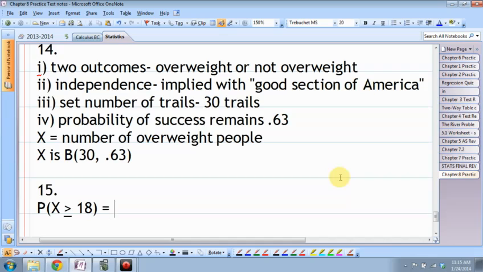Great. And I don't think this is too many for us to list out. We'll just think about which outcomes are in this set: 18, 19, 20, all the way to 30, right? So the complement of that set would be everything that is not 18, 19, 20, which is 0 through 17. So 1 minus the probability that X is less than or equal to 17, which is just calculator work now.